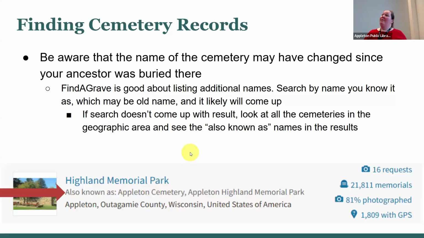If your search doesn't come up with a result, I would look for all those cemeteries in that geographic area. So say, I know it's in Appleton, and then you can see in the results field that they have this little line below each of the official names as also known as Appleton Cemetery or Appleton Highland Memorial Park will be listed right underneath that in Find a Grave. So that's a great way to find, if your ancestors' record says Appleton Cemetery, well, this is what the Appleton Cemetery is now called.